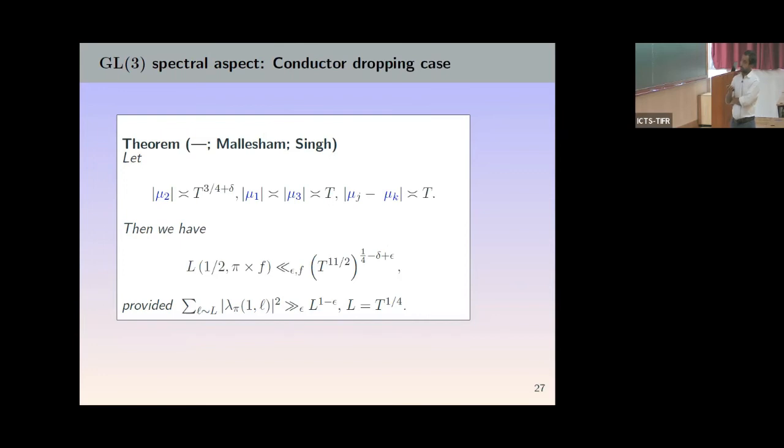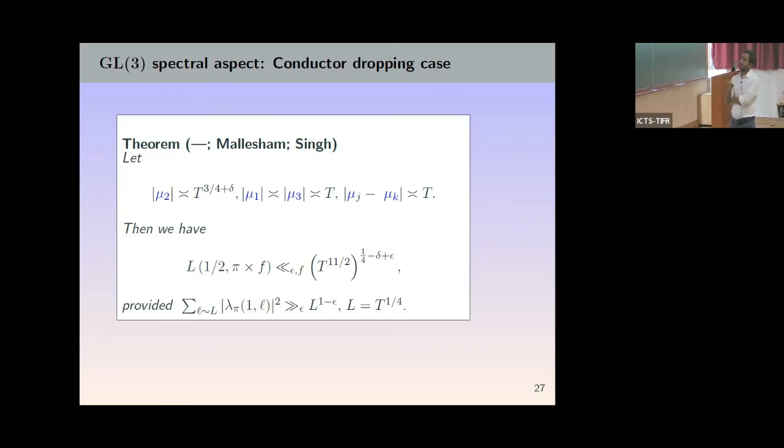Now let's move on to the third result, which is even more interesting, and we call it the conductor dropping case. In this one, we consider these parameters: we are taking mu1 and mu3 to be of size capital T, and let's take mu2 to be of size T to the power 3/4. So it's not of size T, but it is much smaller than size T. And then the difference will be of size capital T only.